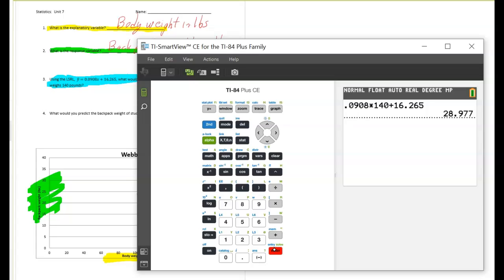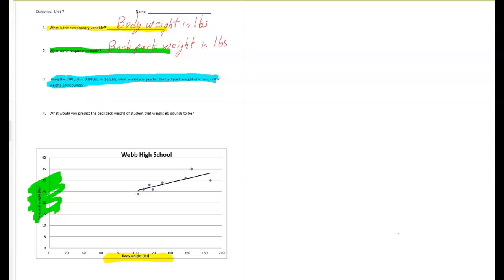28.977 pounds. So if I were writing that down, y hat is 0.0908 times 140 plus 16.265, which is approximately 28.977 pounds. So if someone weighs, according to this data, 140 pounds, their backpack weighs approximately 29 pounds.